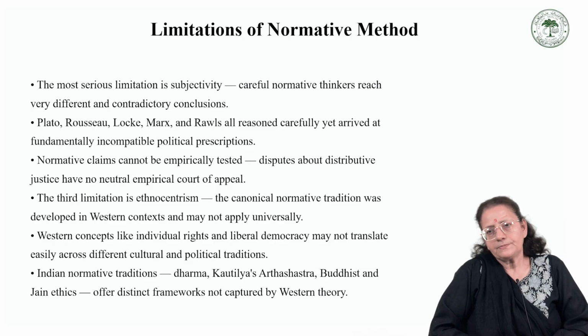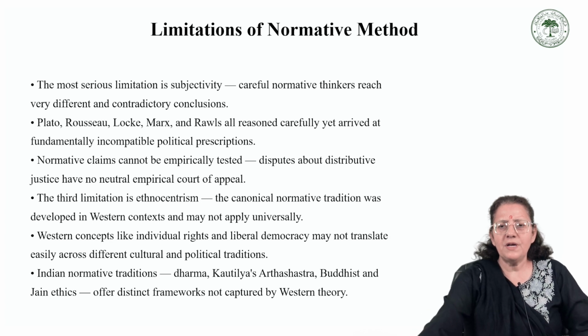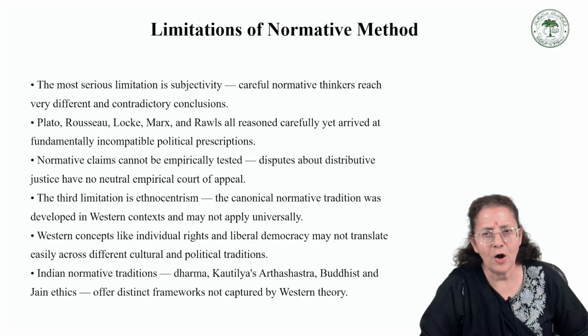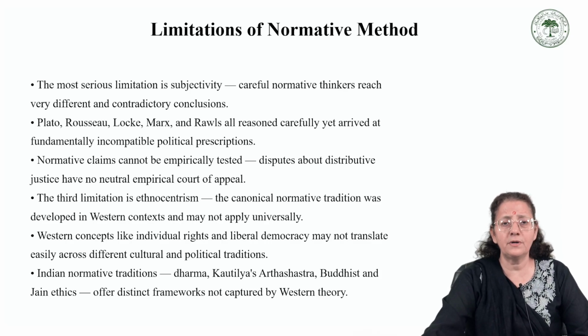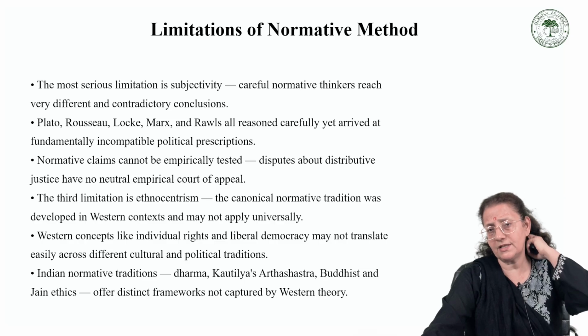The second limitation is the lack of scientific proof. Normative claims cannot be empirically tested. The claim that a just society should guarantee equal opportunity to all its citizens is a moral assertion. It cannot be confirmed or disconfirmed by examining political facts. This means that normative disputes are in principle very difficult to resolve definitively. Two normative thinkers who disagree about the proper basis of distributive justice have no neutral empirical court of appeal to which they can take their disputes.